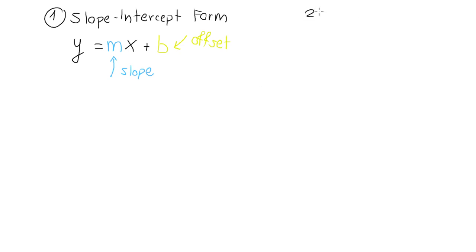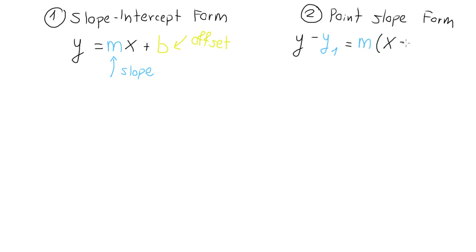The second form is called the point slope form, and it is written as so. We have y minus y1, so that's the first point from which the function is drawn. Then we have also the slope, which I'll also use in blue, times x minus x1. So this is the point slope form. Now, how would we calculate these two forms?